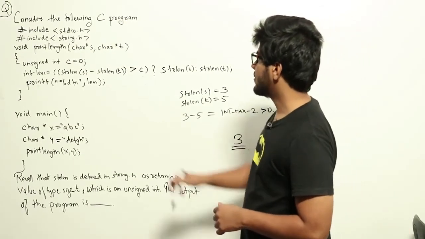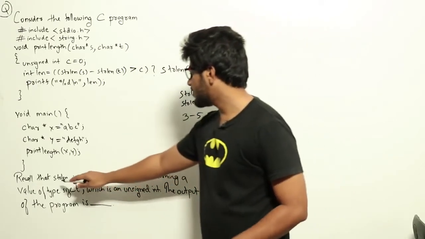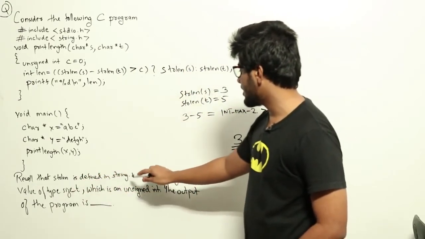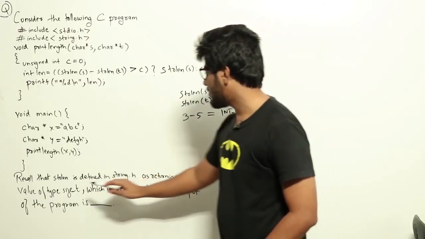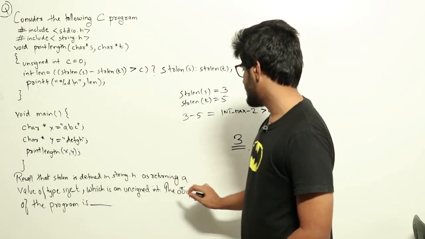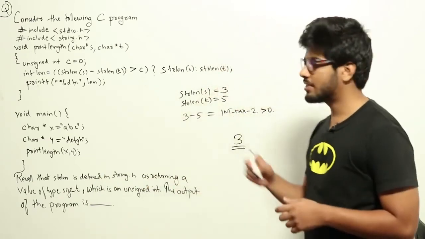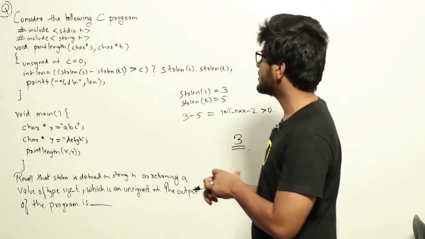Consider the following C program. They have given us this particular program here. And they're saying that recall that strlen is defined in string.h as returning a value of type size_t, which is an unsigned int. The output of the program is. So this is a very simple question, but a tricky one from the C programming section.